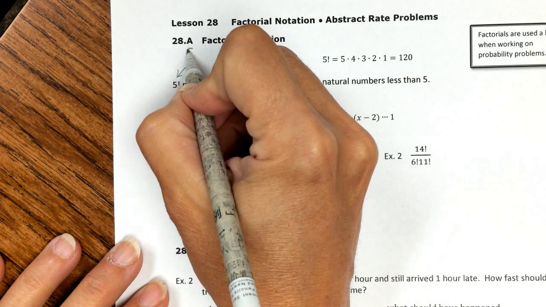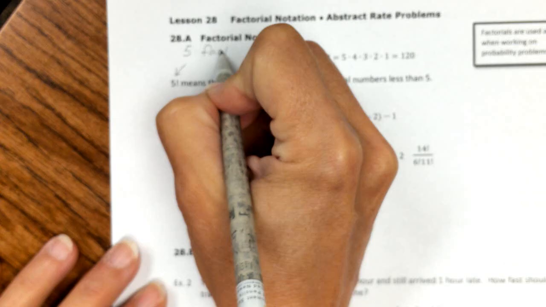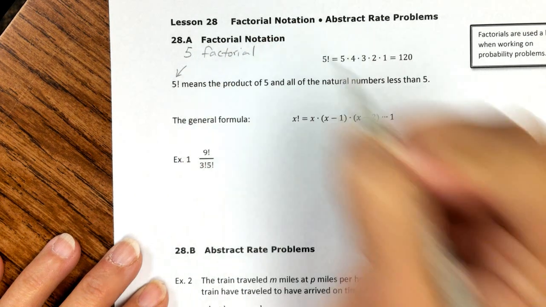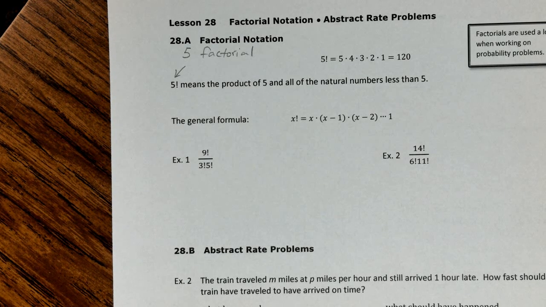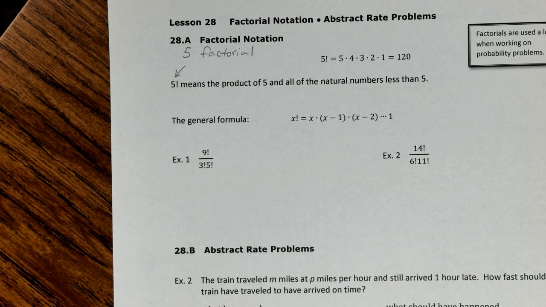That is 5 factorial. Okay, and it means the product of 5 and all the natural numbers that are less than 5. So it's like you're counting down and then you multiply all of them. 5, 4, 3, 2, 1, all as factors. So you multiply them, and for that one, that's 120.